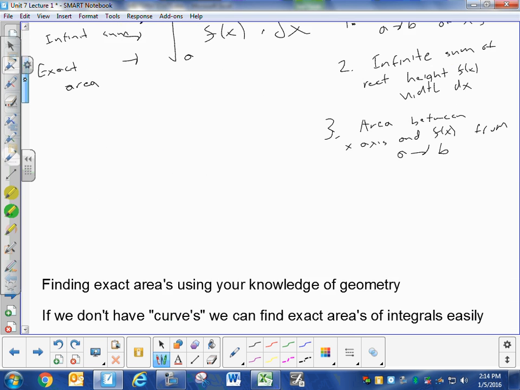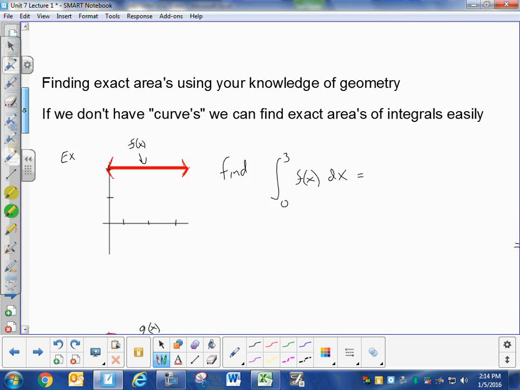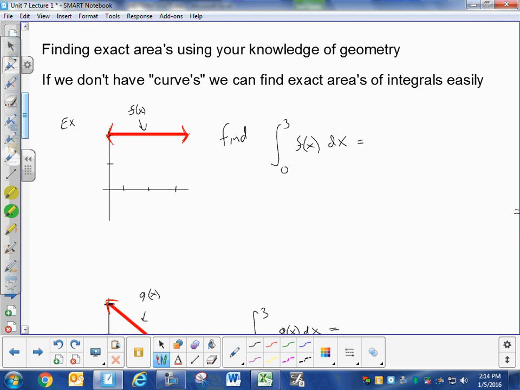Now, knowing that notation, you can answer some problems without knowing how to find integrals of curves, or how to find infinite sums of curves. Instead, if I give you a straight line, this function is f of x equals 2, and ask you to find the integral from 0 to 3 of f of x dx, well, that's the infinite sum of rectangles with height f of x and width dx, infinitely skinny. Or it's the area between the x-axis and the curve from 0 to 3.